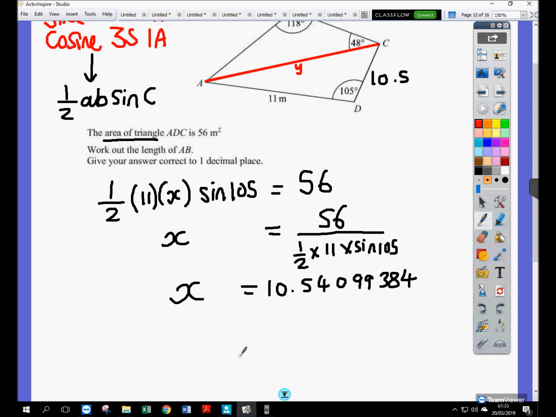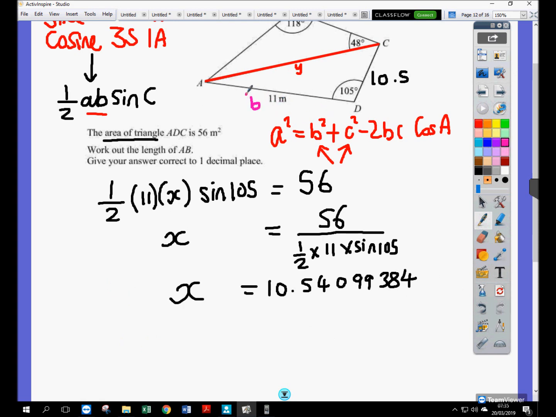The cosine rule we copy down from the formula sheet, which is a squared equals b squared plus c squared minus 2bc cos capital A. And b and c are the sides that sandwich the angle cosine, just like a and b are the sides that sandwich the angle in the formula for the area of the triangle. So we have something like this. We have a squared, let's label the triangle.